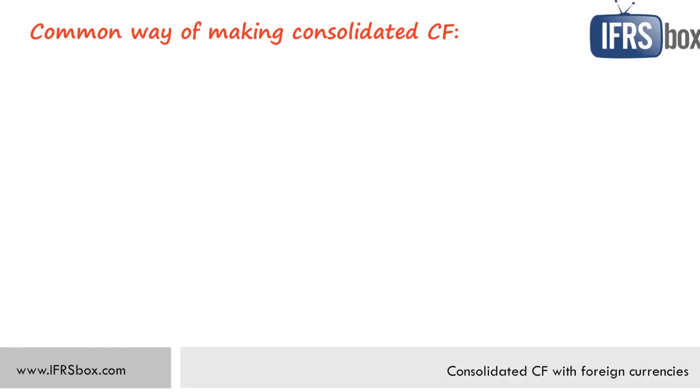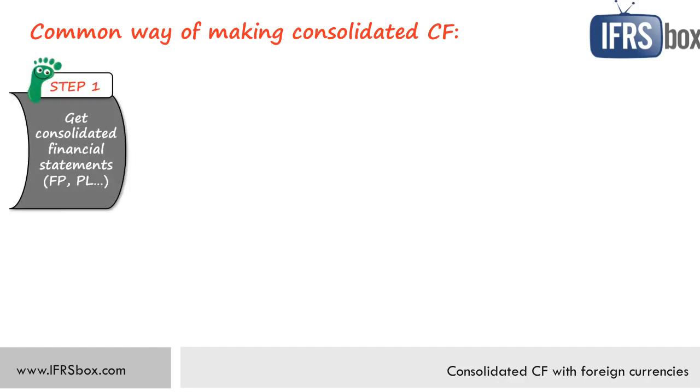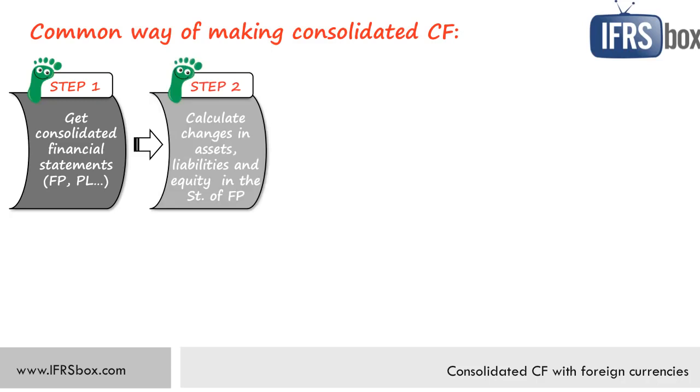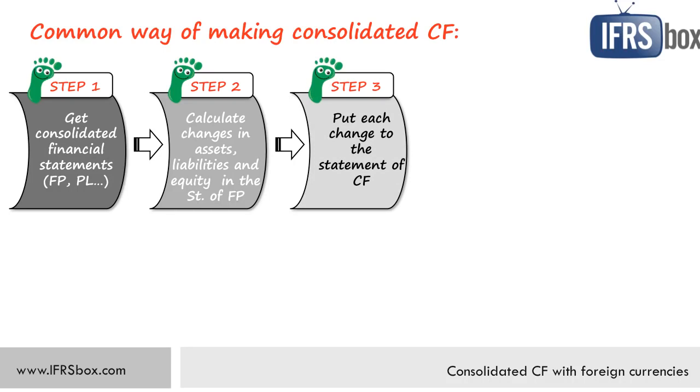Consolidated statement of cash flows. Normally, you take the consolidated balance sheet or the statement of financial position, that's FP letters, profit or loss and other statements, and then you calculate year-to-year changes in the assets, liabilities, and equity items. So you take closing balance less opening balance and you have a change.